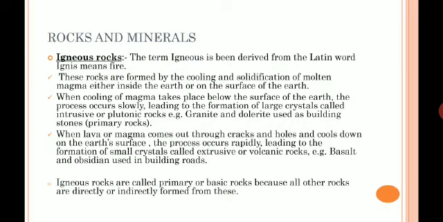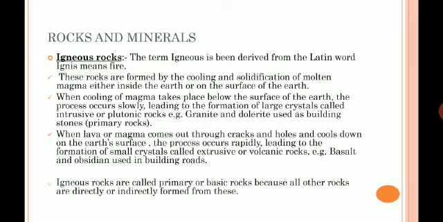The term igneous has been derived from the Latin word ignis, which means fire. These rocks are formed by the cooling and solidification of molten magma either inside the earth or on the surface of the earth. While cooling, if the magma takes place below the earth's surface, the process occurs slowly, leading to the formation of large crystals called intrusive or plutonic rocks. For example, granite and dolerite, used as building stone, are primary rocks.